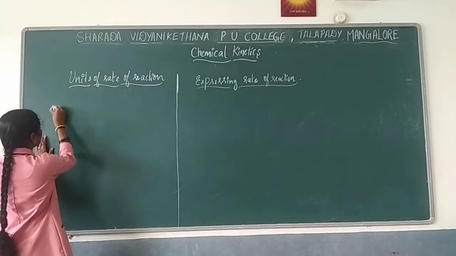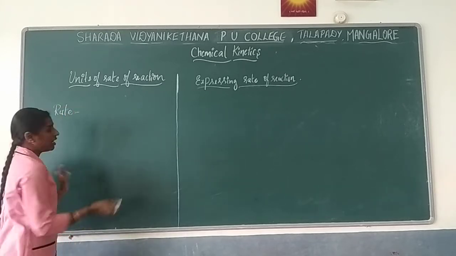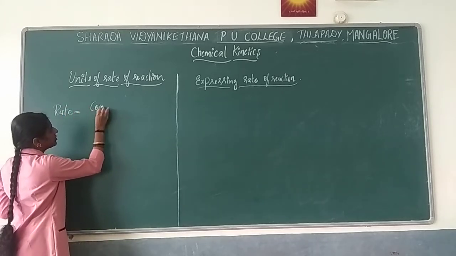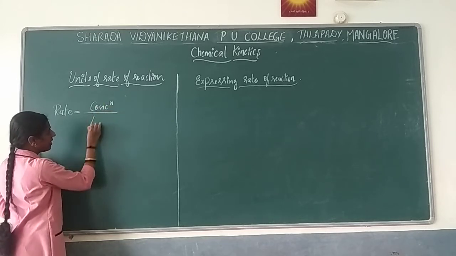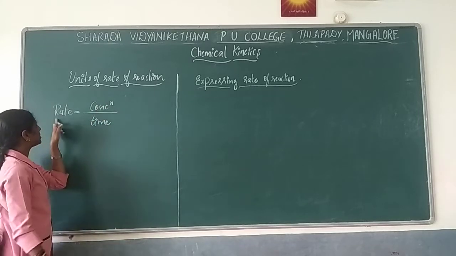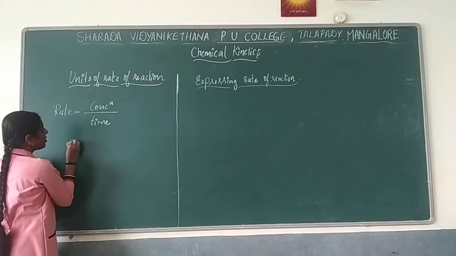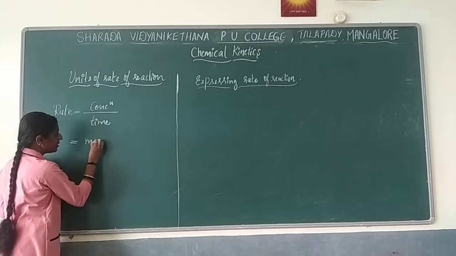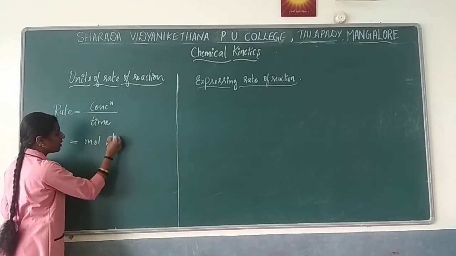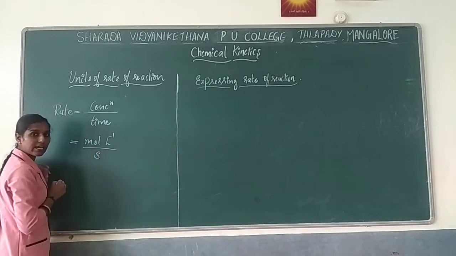So units will come like this. Rate of reaction, how are we going to measure it? Concentration divided by time. With respect to time, we measure the concentration, so that we get to know the rate of the reaction. For concentration, what is the unit? That is nothing but mole per liter. This you know already, right? For time, the unit is second, right?